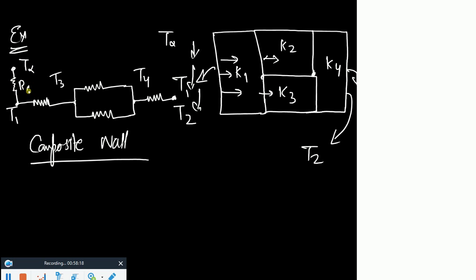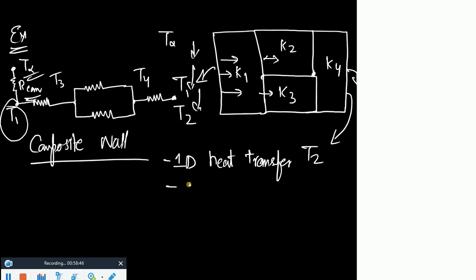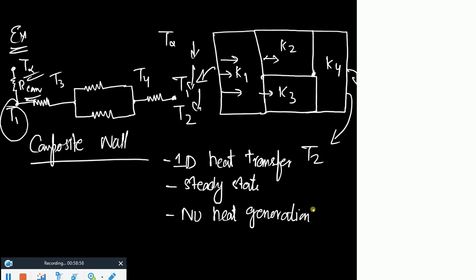I just add another series resistance where R convection is there, and you can see it is going like this. And then you also don't need to have this T1. You can just go with T infinity if you know it. Done? But this approach is only possible when you have one D heat transfer, steady state, no heat generation.